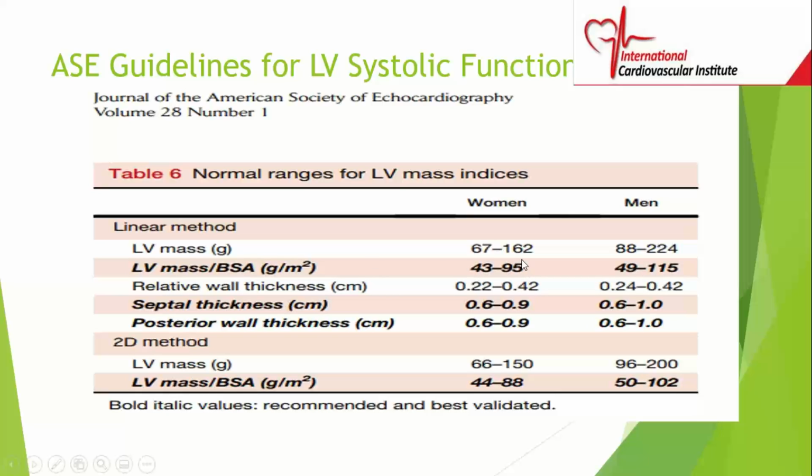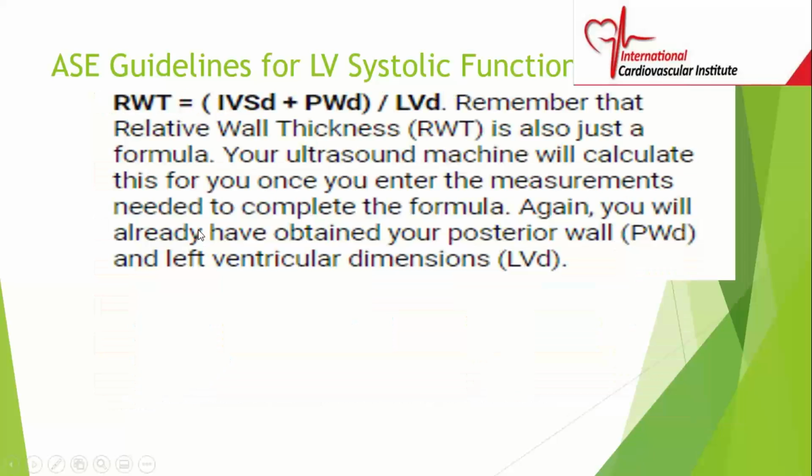So the upper limit for females is 95 and the upper limit for males is 115. So I think these are probably the only two numbers you need to remember, okay? The 95 and the 115. 95 for females, 115 for males, okay? And this is used in the linear method.